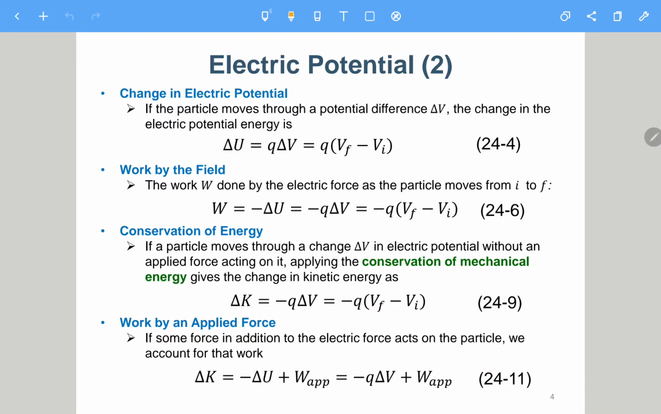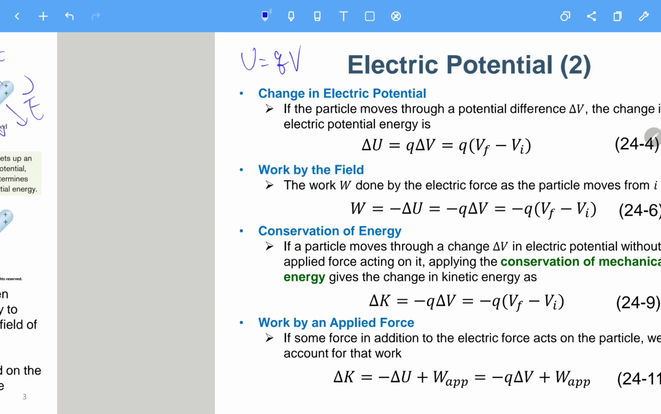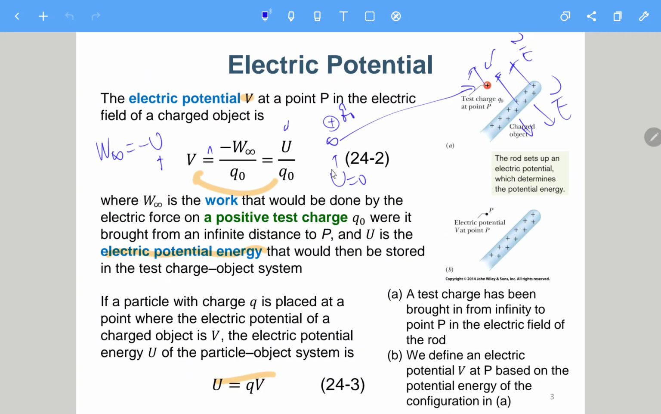Okay, and then we have some more formulas on this page. So change in electric potential is like, originally we write it as U equals Q times V, but usually when we consider the potential or potential energy, we will consider the potential difference rather than the absolute value. So just now I mentioned that we define U equals 0 at infinitely far away.